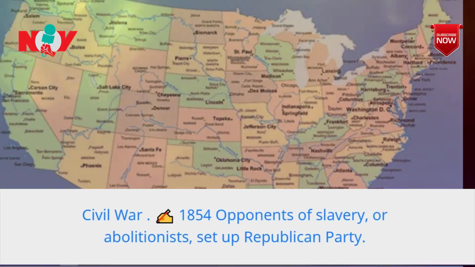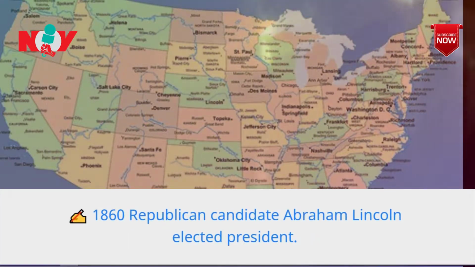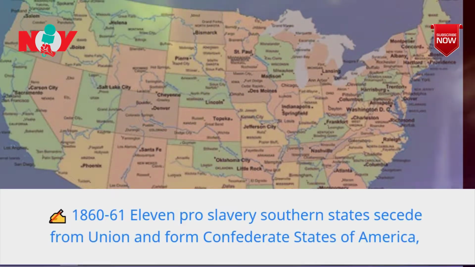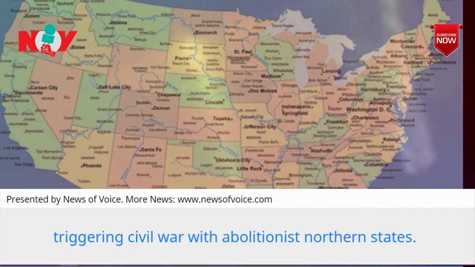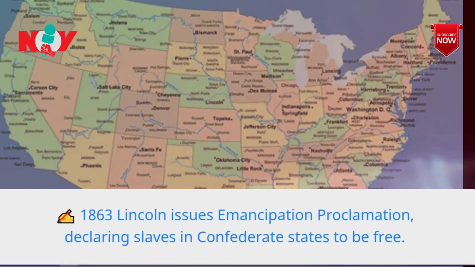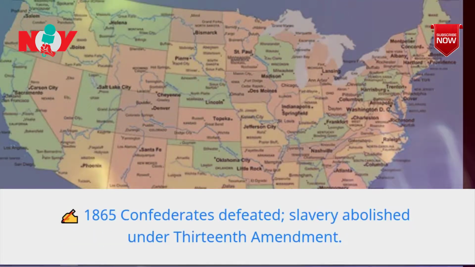Civil War. 1854: Opponents of slavery, or abolitionists, set up Republican Party. 1860: Republican candidate Abraham Lincoln elected president. 1860–61: 11 pro-slavery Southern states secede from Union and form Confederate States of America, triggering civil war with abolitionist Northern states. 1863: Lincoln issues Emancipation Proclamation, declaring slaves in Confederate states to be free. 1865: Confederates defeated. Slavery abolished under 13th Amendment.